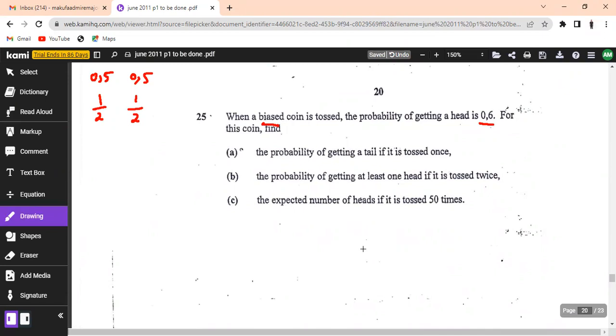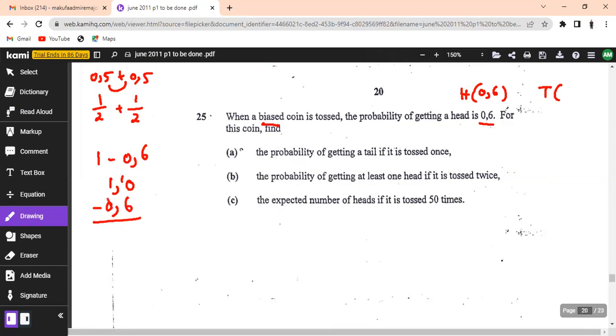Anyways, definitely we know that these two must give us a 1. The probability of having a head, which is 0.6, and the probability of having a tail, if you add them, they must give you a 1. So it's the same thing here. The tail one, you're just going to subtract from 1. So it's 1 minus 0.6, which is 1.0 minus 0.6, which is going to be 0.4.